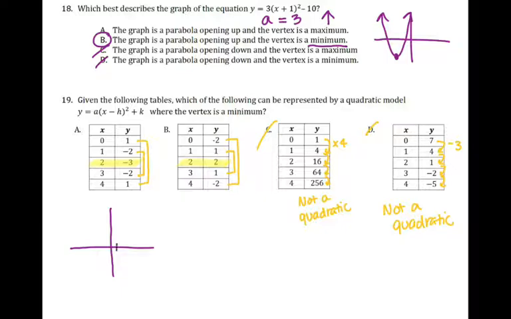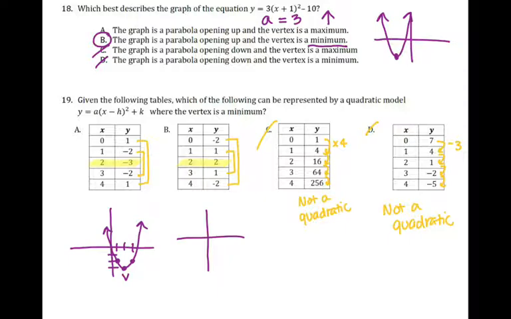So 2, negative 3 would be over here. So there's my vertex. I'm going to go ahead and plot the surrounding points. So 1, negative 2 would be right here. 3, negative 2 is over here. And I only need 3 points to sketch a parabola, so I can go ahead and see that that parabola is opening up. I'm going to use the same idea for letter B.